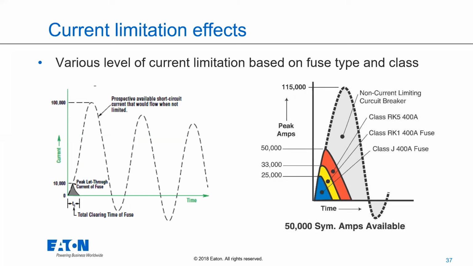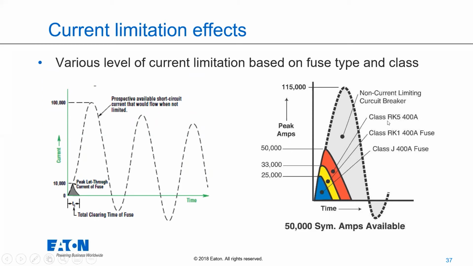So the class RK1 fuse is more current limiting, and it also conveniently fits in the exact same holders and switches that the class RK5 does. So you don't have to change out any of your equipment. You just change out your fuses and you can get that reduced level. Class J is even more current limiting than either of the class R fuses, but it is smaller and will go in a different holder, so it would require some switching out of equipment if you have a class R holder as it is.